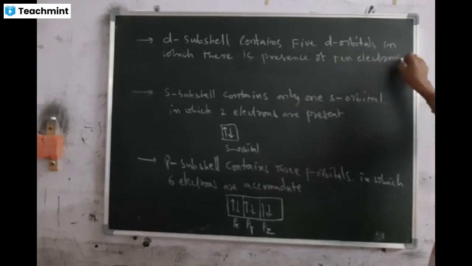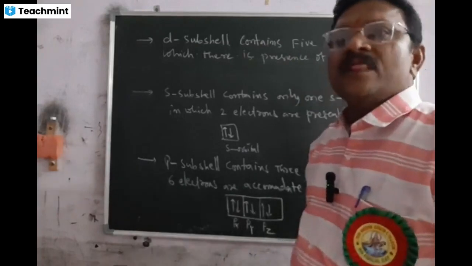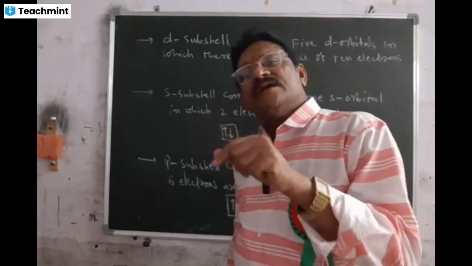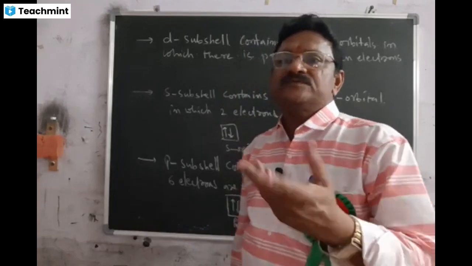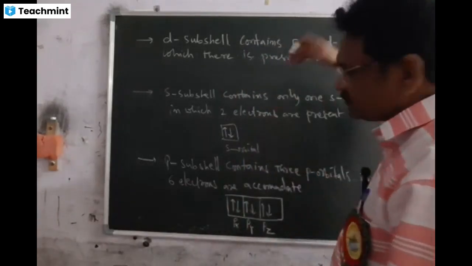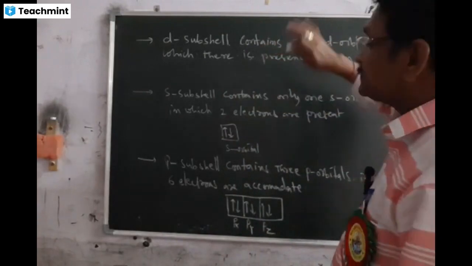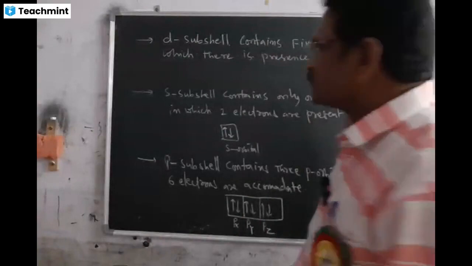Why? Because, as I just said, each orbital can accommodate 2 electrons. 5 orbitals means 5 into 2, 5 twos means 10 electrons. So how many electrons can be accommodated in the d orbitals of the d subshell? A capacity of 10 electrons.